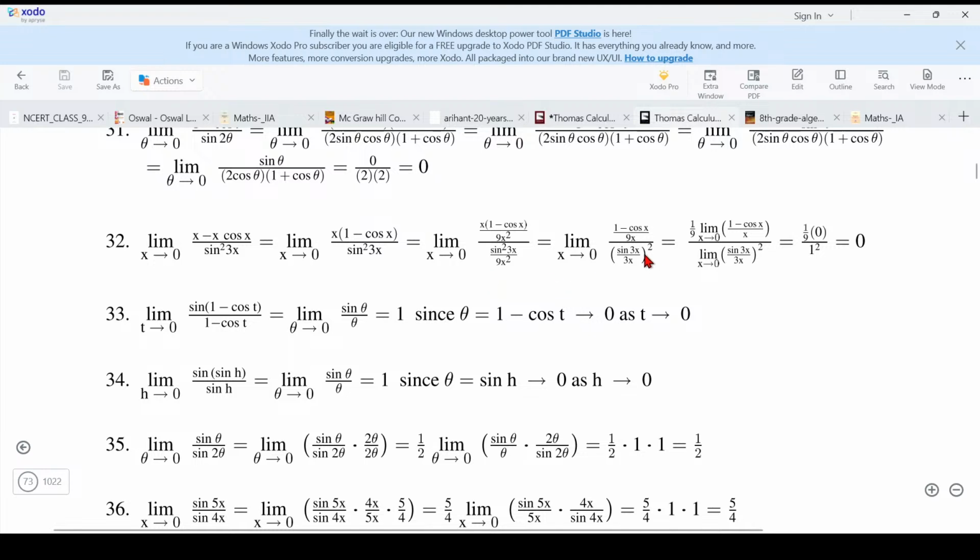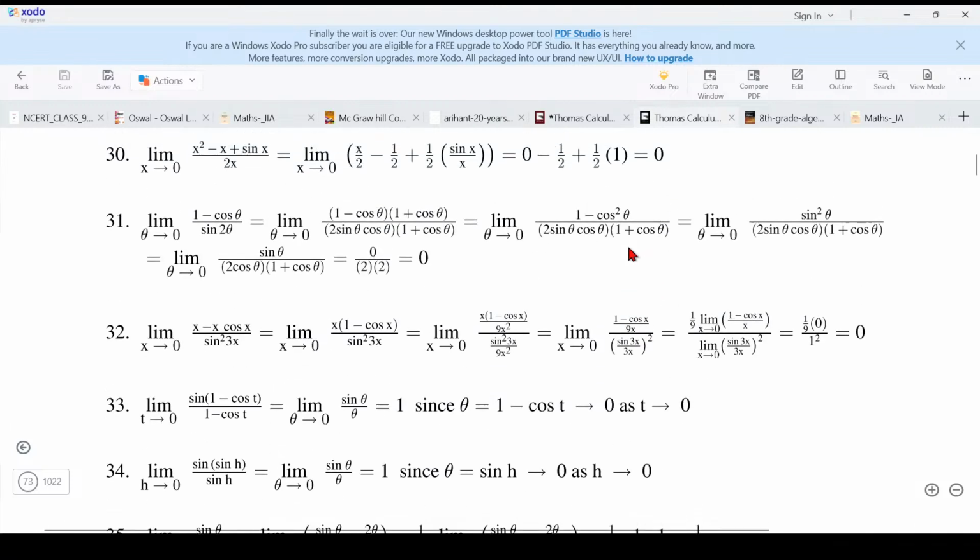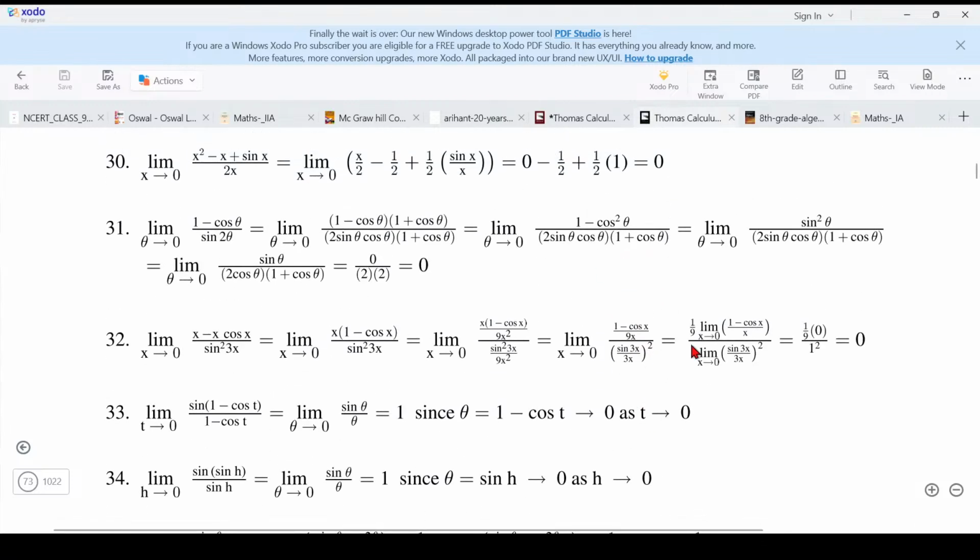So what we are doing, this x, we are adjusting it this way. 9x square here. We are trying to adjust it this way. Agreed? Okay, now this one, 1 minus cos x by x.